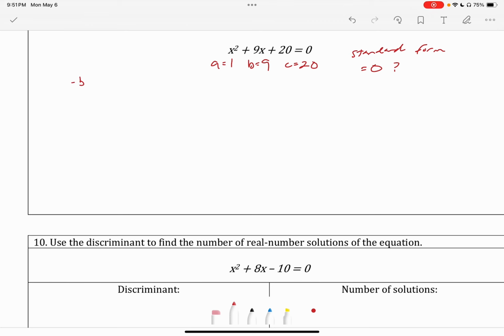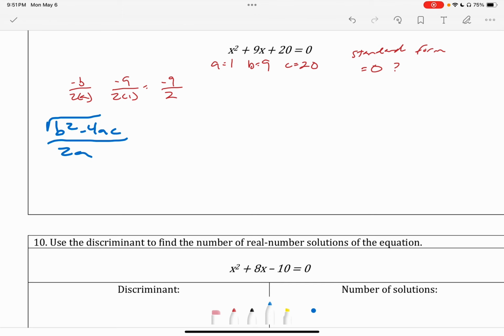So we're going to go negative or opposite of b over 2a. Our b value is 9. Our a value is 1. So that first part becomes negative 9 over 2. And yeah, that's negative 4.5. But let's leave it in a fraction. Let's see what happens in part 2, which will be b squared minus 4ac all over 2a.